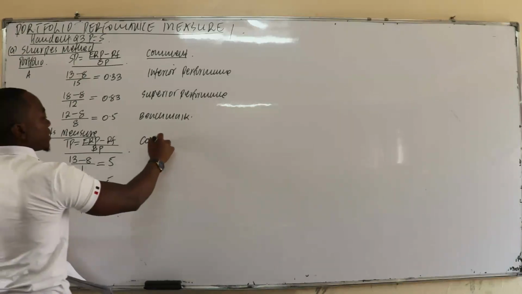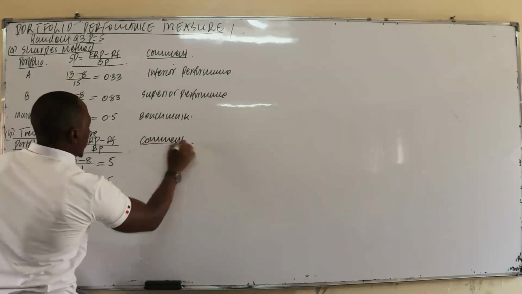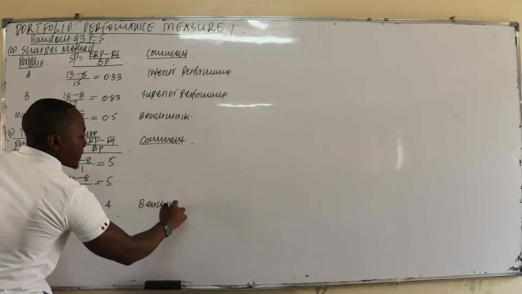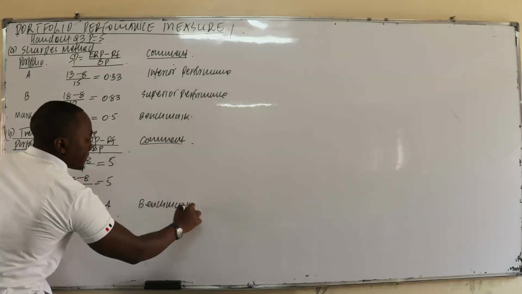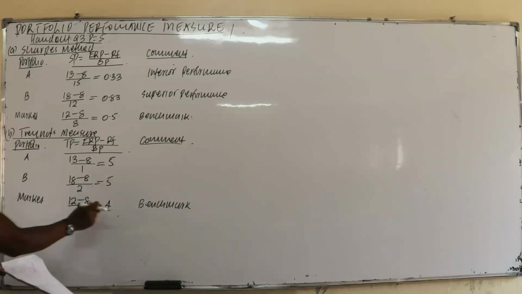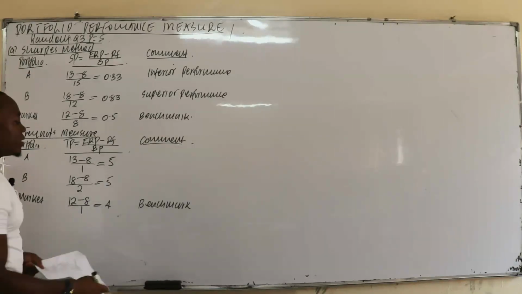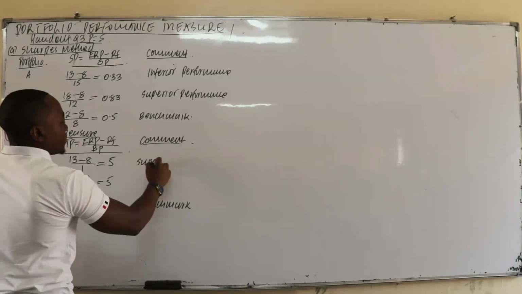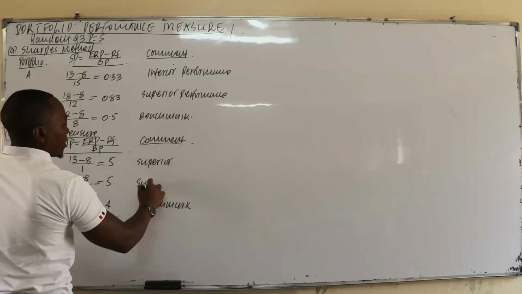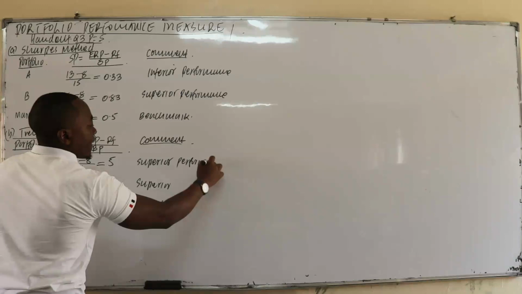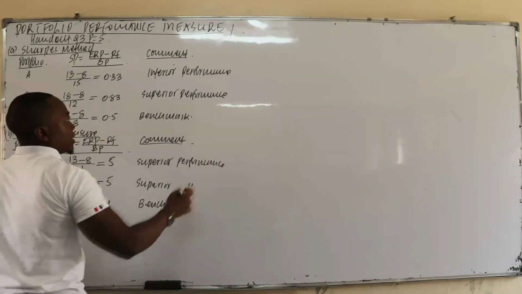Then you comment. Holding the market to act as a benchmark, the market is 4. A and B are 5. So what does that show? Yes, there is superior performance. Superior.